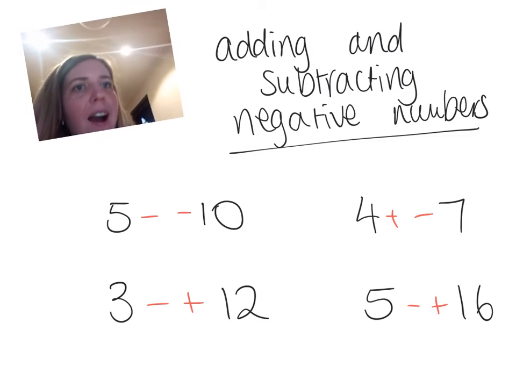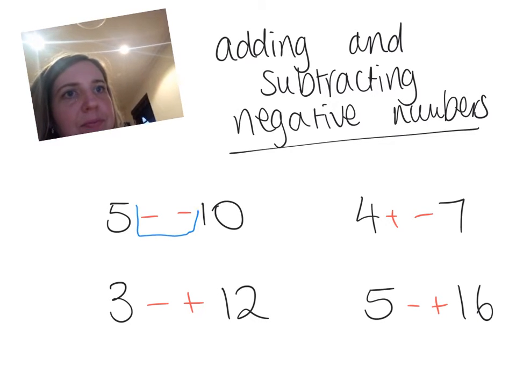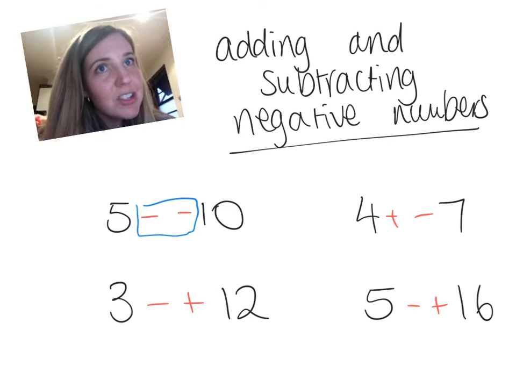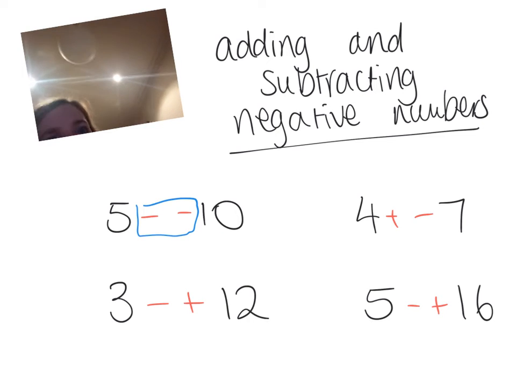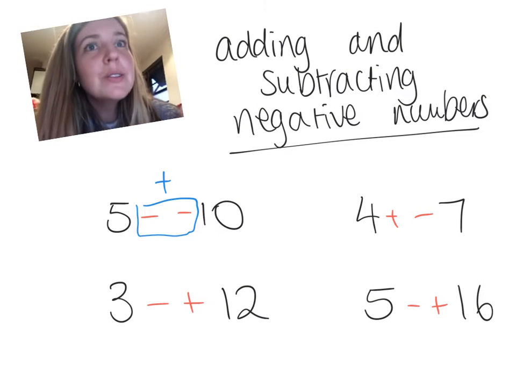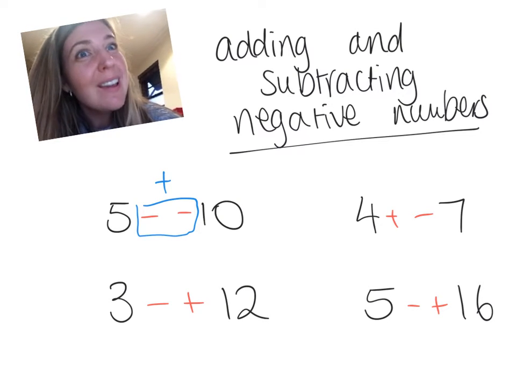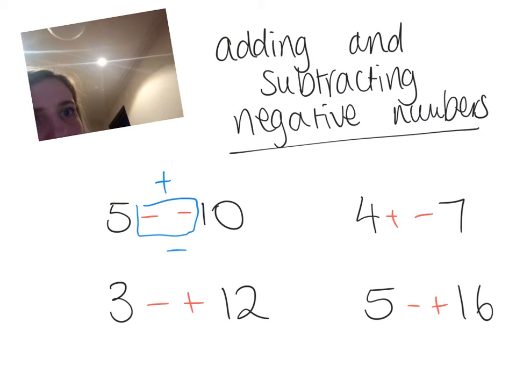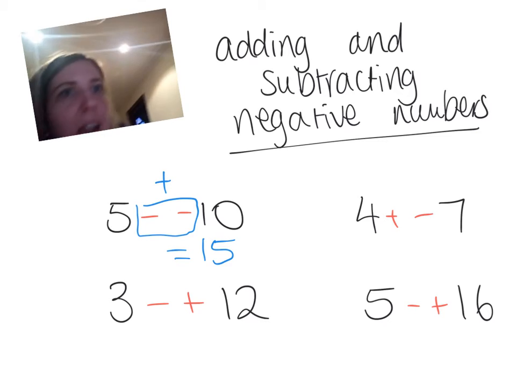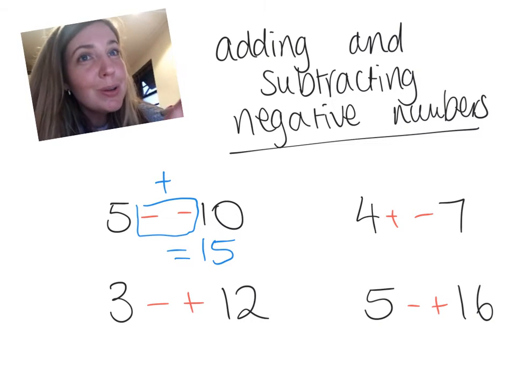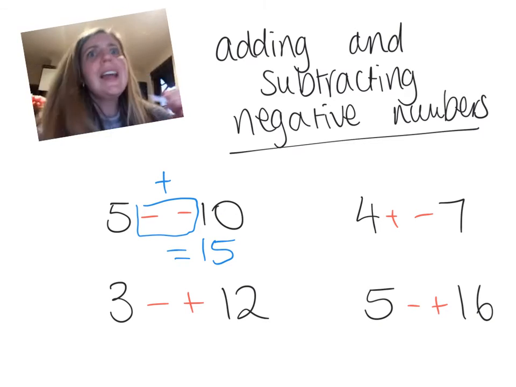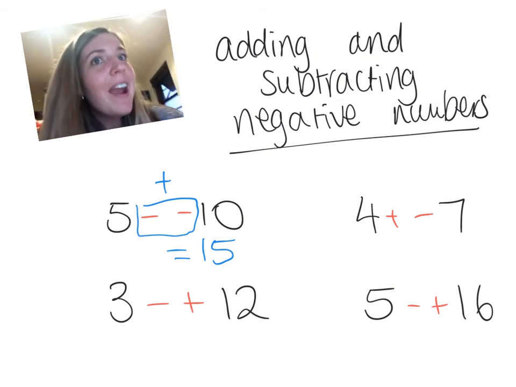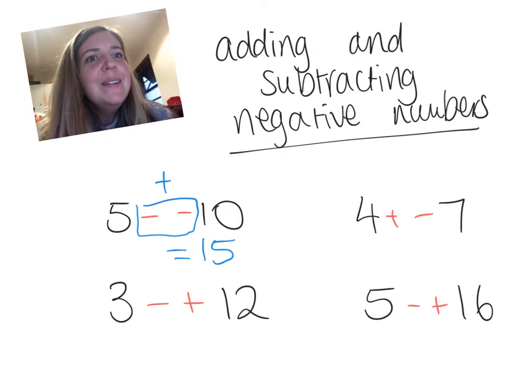So I've got 5 minus negative 10. Now, remember when we had two minuses together, they actually did the opposite and they turned into a plus. So my question here is actually 5 plus 10. And we know the answer is 15. Boom. Okay? Simple rule. The two negatives always make a positive. It's like they clash and they just do the opposite. Okay? There's no other way to remember that.